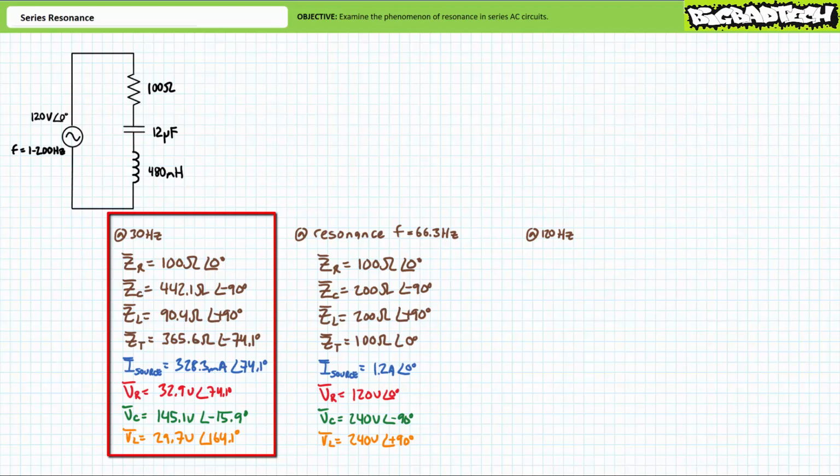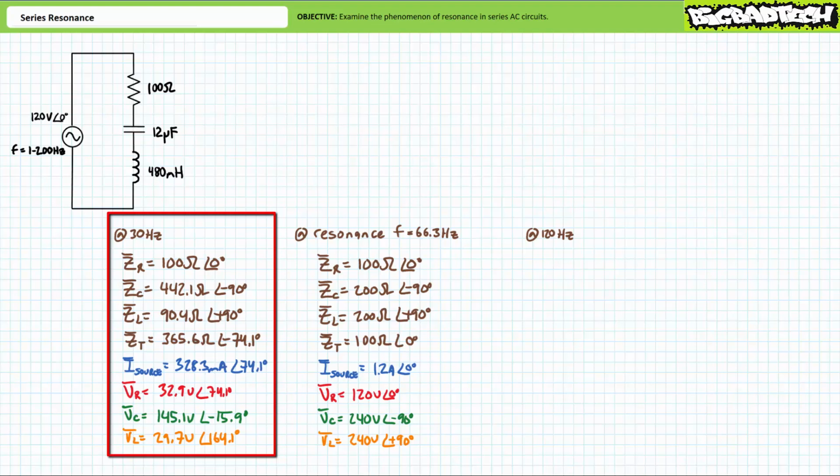Total impedance is the sum of ZR plus ZC plus ZL. Substituting our given values yields total impedance to be 365.6 ohms at an angle of negative 74.1 degrees. As we expected, total impedance is swung into the capacitive quadrant given the negative impedance angle.